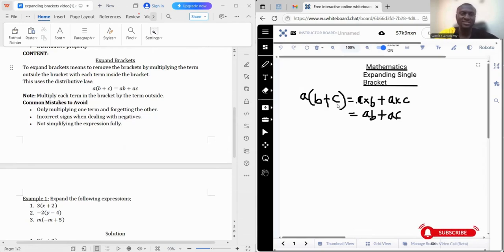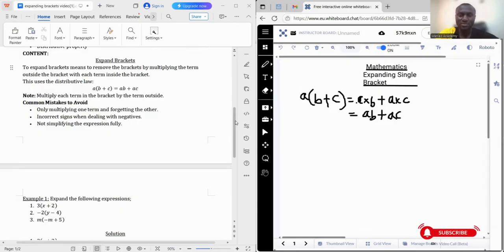Incorrect signs when dealing with negatives. In this part, we shouldn't forget that when we have the same signs multiplying each other, it becomes a positive. When we have different signs multiplying each other, it becomes a negative. Then the third common error is not simplifying the expression fully. All these we should take note of whenever we're expanding single brackets.